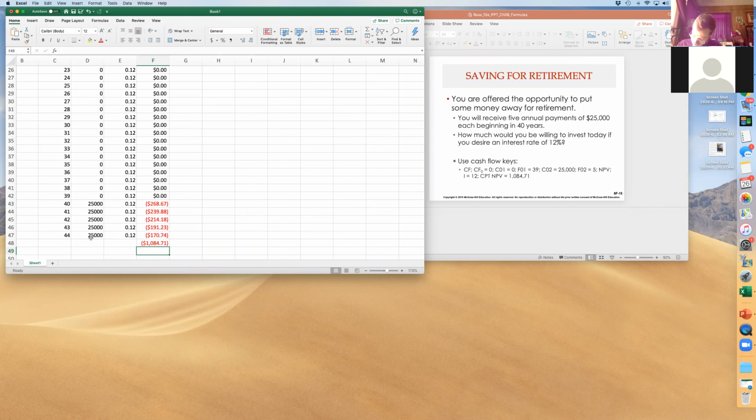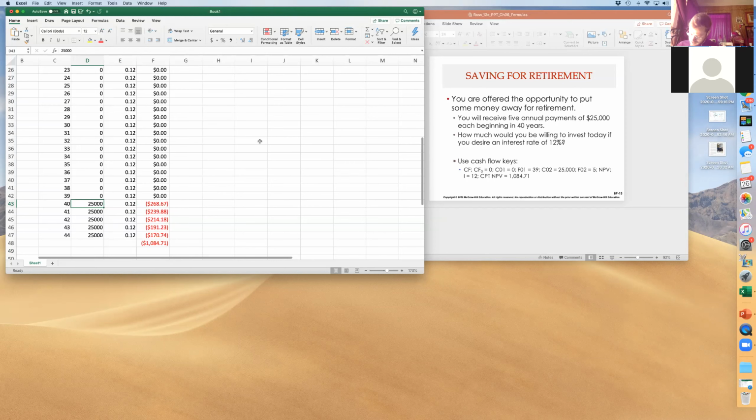That's a really small amount of money, isn't it? So if you only have $1,084.71, and if you can actually get that invested at 12% a year, then you would actually have what we call an annuity right here, 5 equal payments of $25,000 apiece, right?